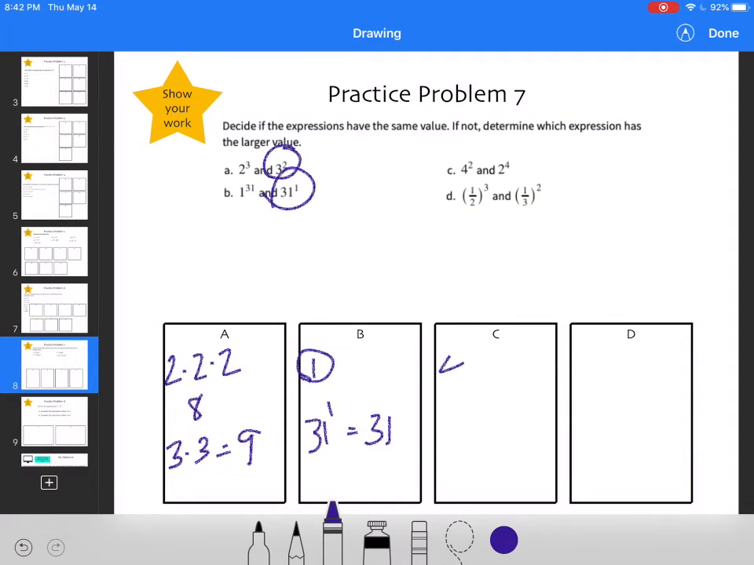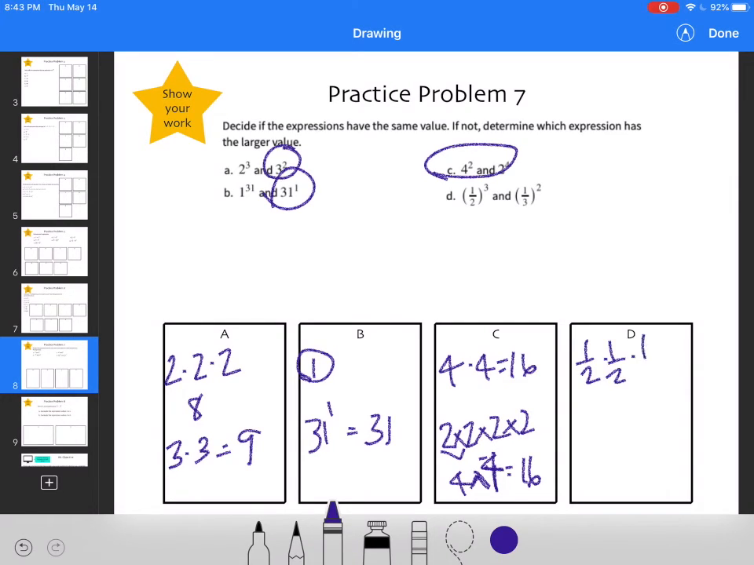So 4 to the second power means 4 times 4, which is 16. 2 to the fourth power means 2 times 2 times 2 times 2. So that's 4 times 4, which is 16. So they're equal. So then 1/2 to the third power would be 1/2 times 1/2 times 1/2, which leaves me with 1/8. And then 1/3 times 1/3, which leaves me with 1/9. Well, in fractions, 1/8 is larger than 1/9. So that one's bigger.